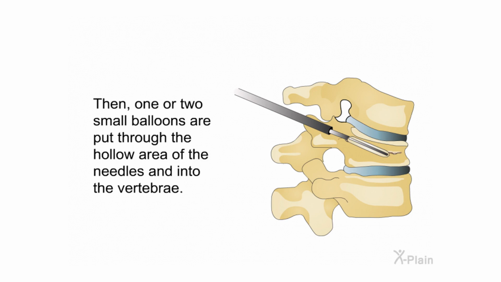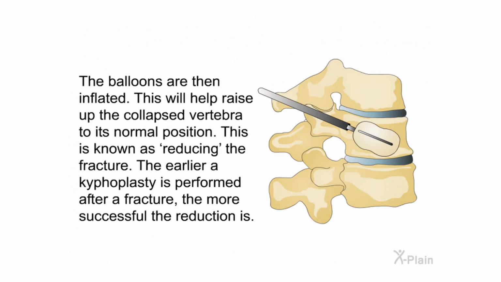Then, 1 or 2 small balloons are put through the hollow area of the needles and into the vertebrae. The balloons are then inflated. This will help raise up the collapsed vertebra to its normal position. This is known as reducing the fracture. The earlier a kyphoplasty is performed after a fracture, the more successful the reduction is.